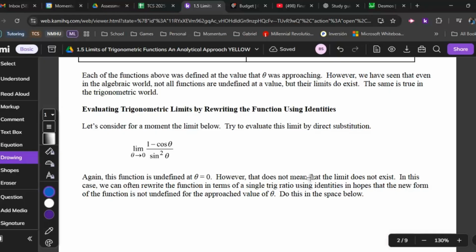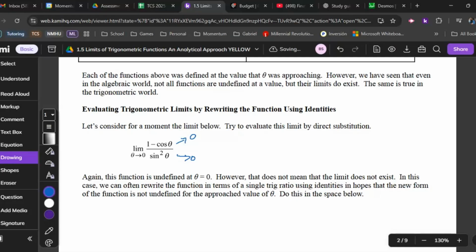However, we know that this isn't always going to be the case, but the limit can still exist. So then what are we going to try and do if we have something where it is going to be a problem? Well, let's look at this one, for example. If we look at sine of 0, it's 0. So this thing's going to 0. Cosine of 0 is 1, but 1 minus 1 is also 0.